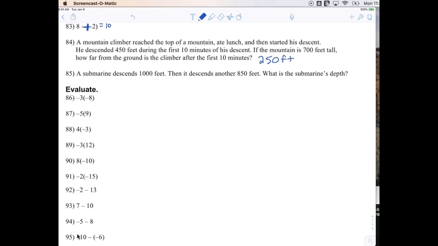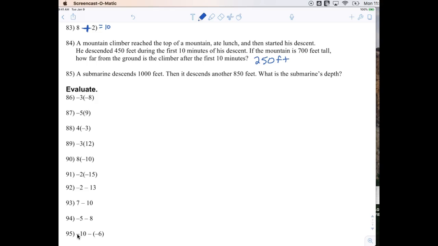All right. A submarine descends 1,000 feet. Then he descends another 850. So he went down how much? Oh, 800. He went down how much? 1,800. Yes. Negative 1,850 feet.